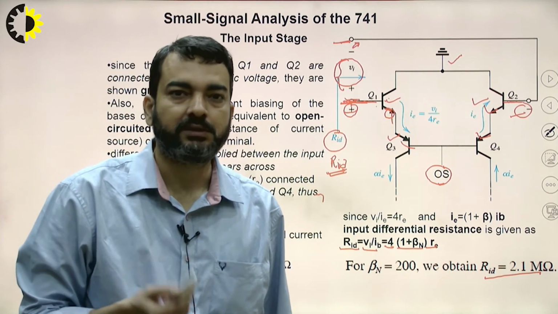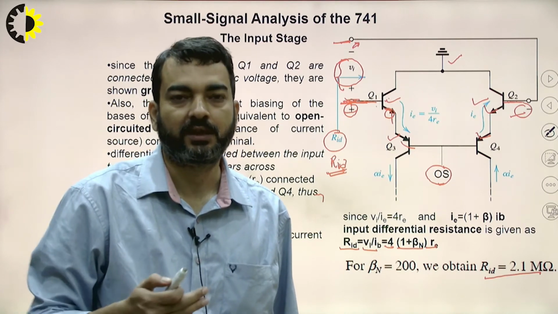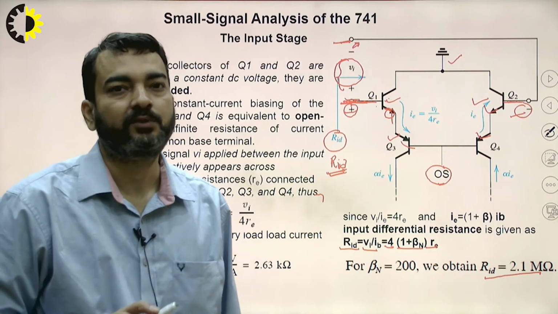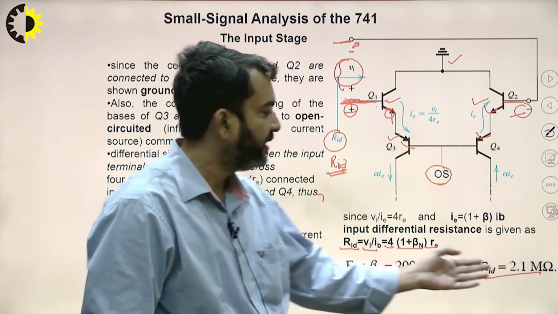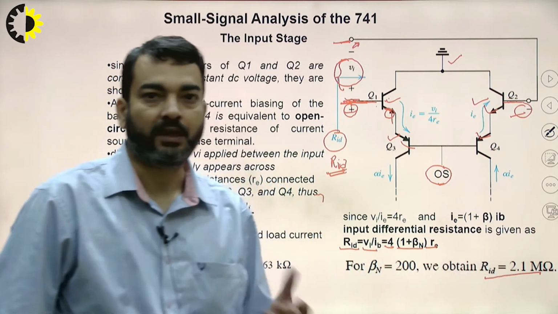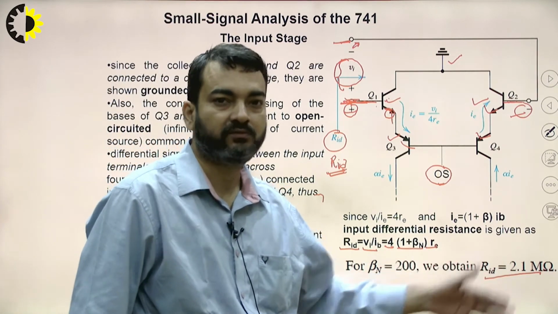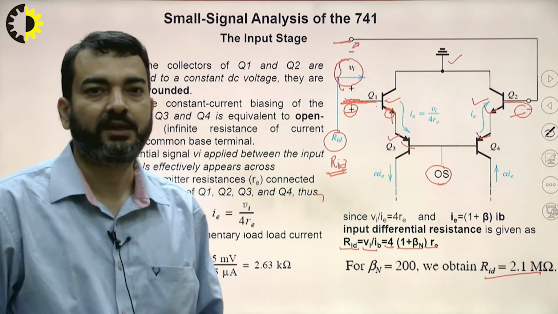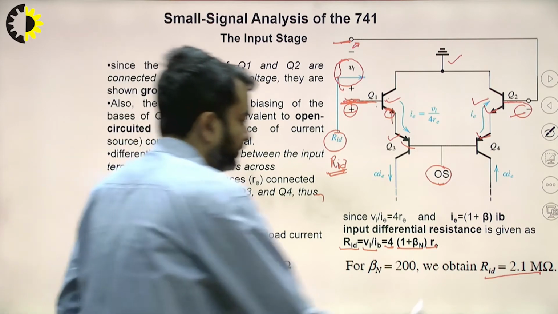If we see the ideal property of the op-amp, whenever anybody asks what the ideal input impedance of an op-amp is, we say infinite. So this 2.1 mega ohm is quite high. We will say practically this is the resistance value, but it is very high, so ideally we will say it is infinite. So one parameter we have already seen.